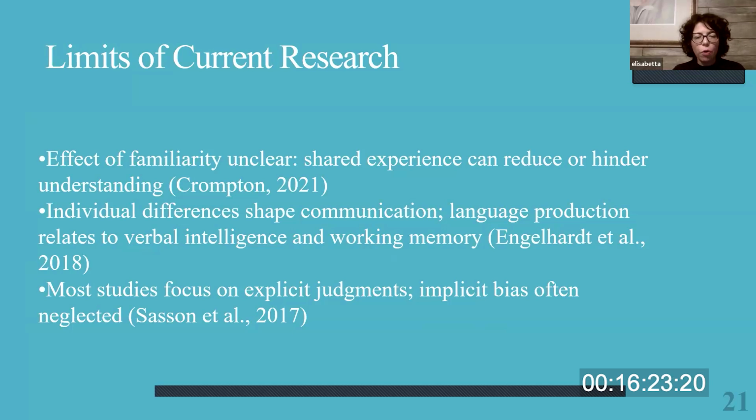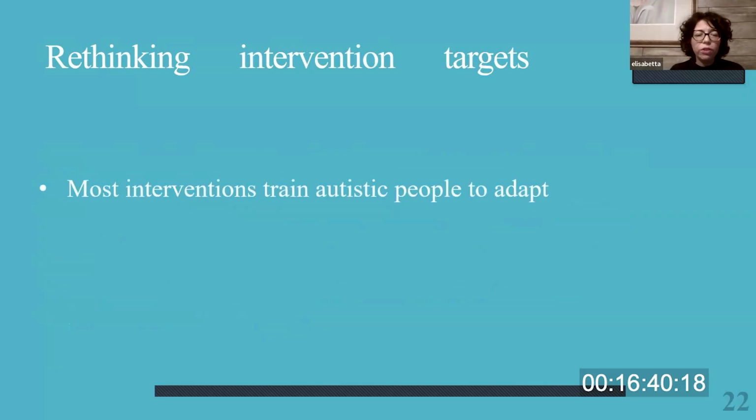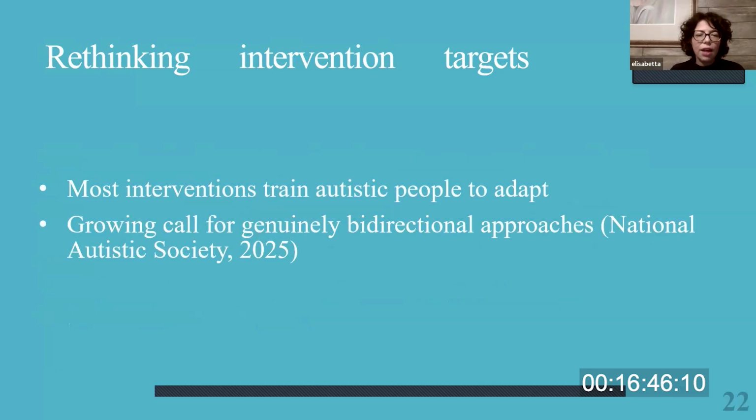And also most studies focus on explicit judgment, and implicit bias is often neglected. So what we want to do in this research project is, first of all, rethink intervention targets, because most interventions train autistic people to adapt, but there is a growing call for a bi-directional approach. So what we should do is direct research toward neurotypical individuals, not to change them, but to change what I call neurotypical frameworks.